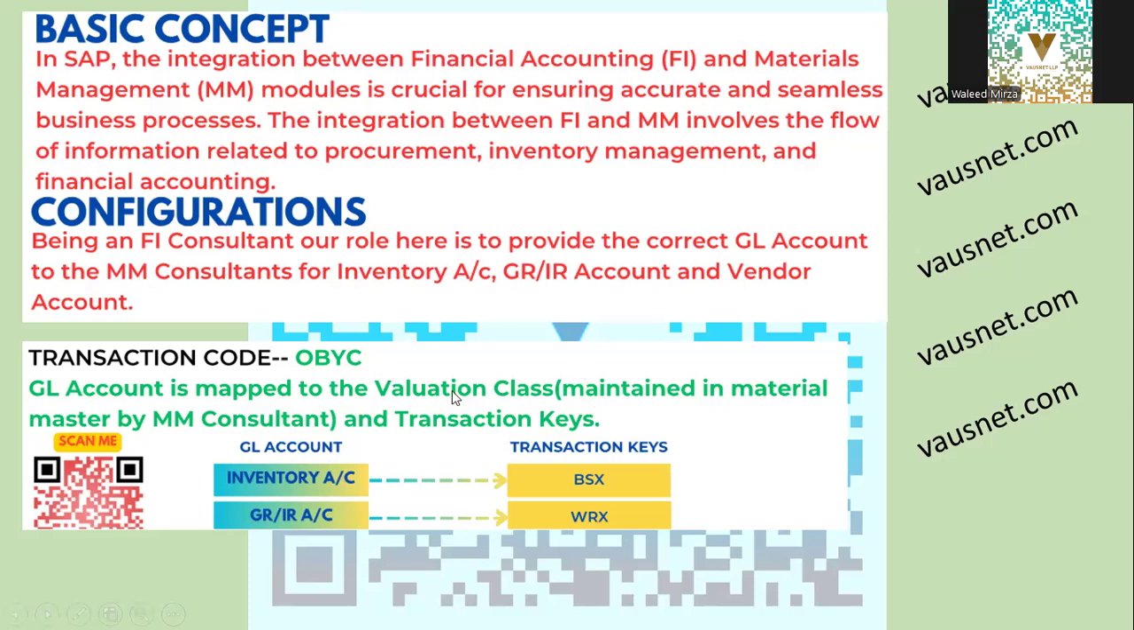GL account is mapped to valuation class. What is valuation class? It is your material type, raw material, semi-finished good, and finished good. And there can be more classes, subclasses. Like in raw material, there will be different kinds of raw materials. But of course, for every raw material, there will be a separate inventory account, GRIR account, GL account, receipt account, issue account, vendor account. Okay. So that's why we have valuation class, which is maintained by the consultant.